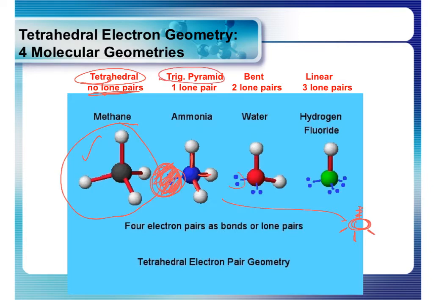If we have 2 lone pairs, and that would be like water, which has 2 lone pairs and then 2 oxygen-hydrogen bonds, that is now, again, if you block out the lone pairs, what we describe as a bent shape. And if you have 3 lone pairs, you only have 2 atoms left, and of course that's linear.